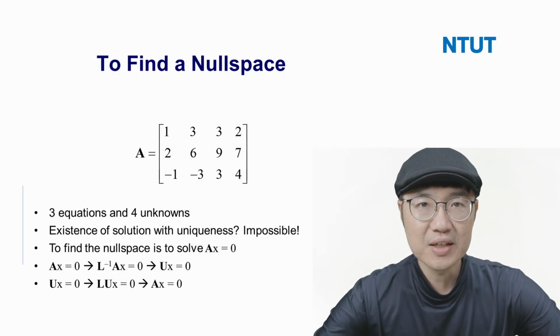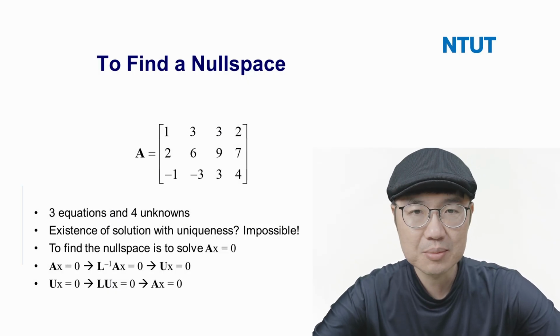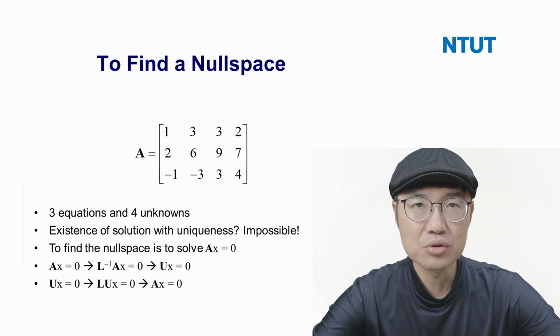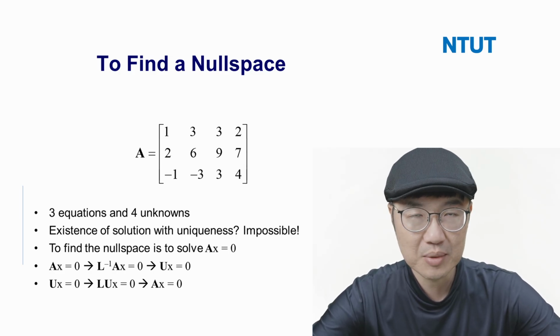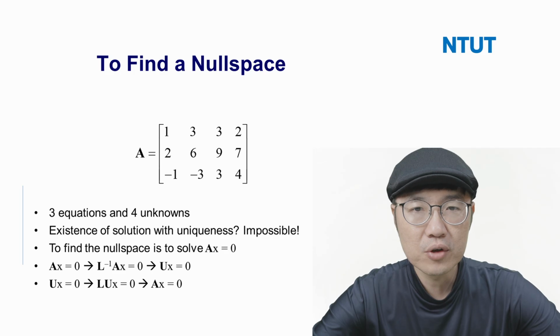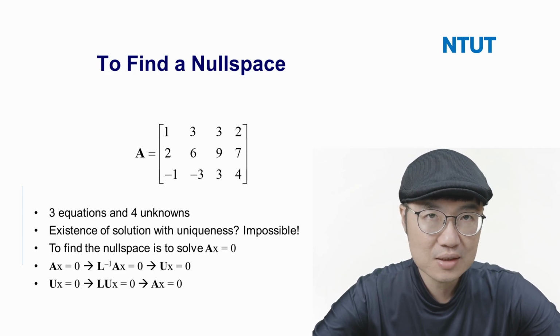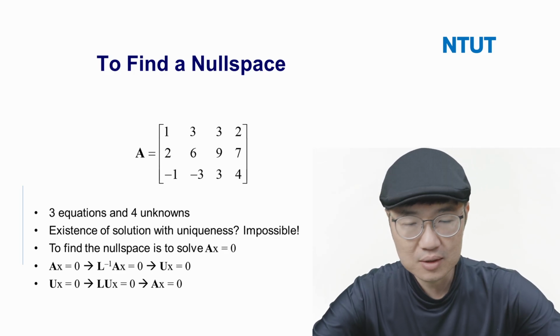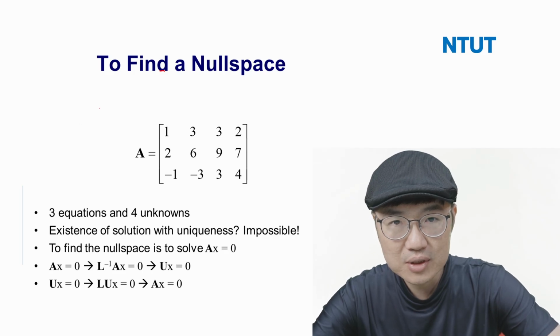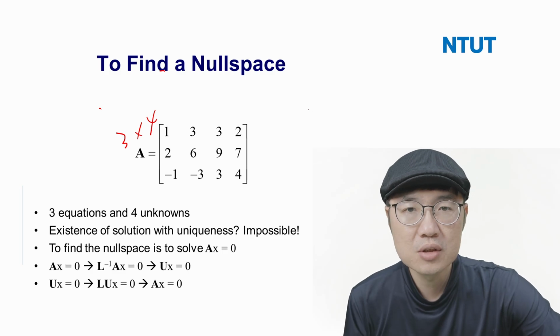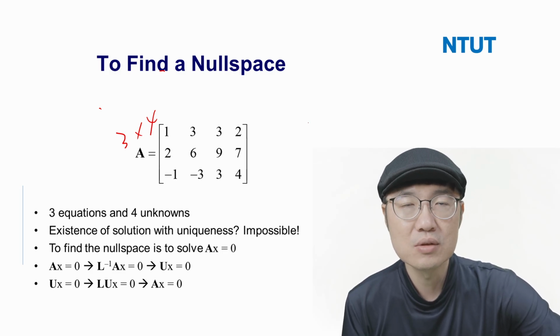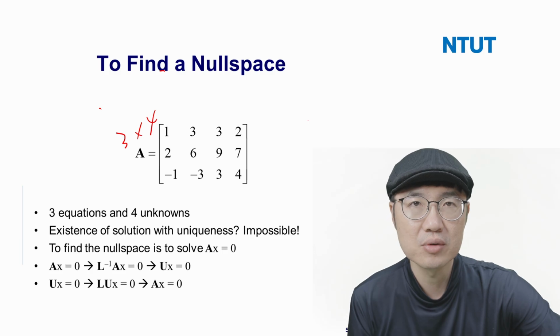Now we get the definition for column space and null space. It's time to introduce how to find them in a systematic approach. So for the null space, let's consider this problem. This A is 3 by 4: 3 rows, 4 columns, meaning 3 equations for 4 variables.